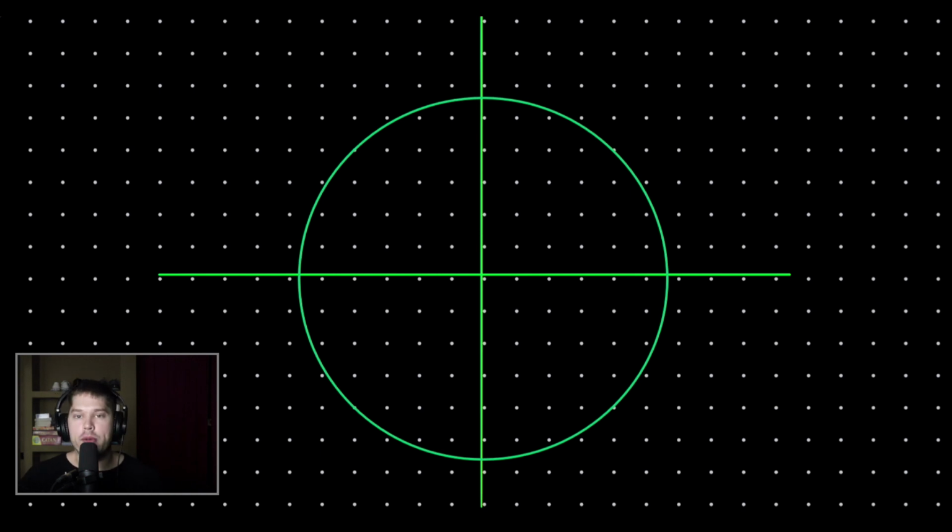So some of the most common points to find on the unit circle, and ones I recommend having memorized, are 30 degrees, 45 degrees, and 60 degrees. So let's focus in on those three. So here we have 30 degrees. This full distance would be 45 degrees, and this full distance would be 60 degrees.